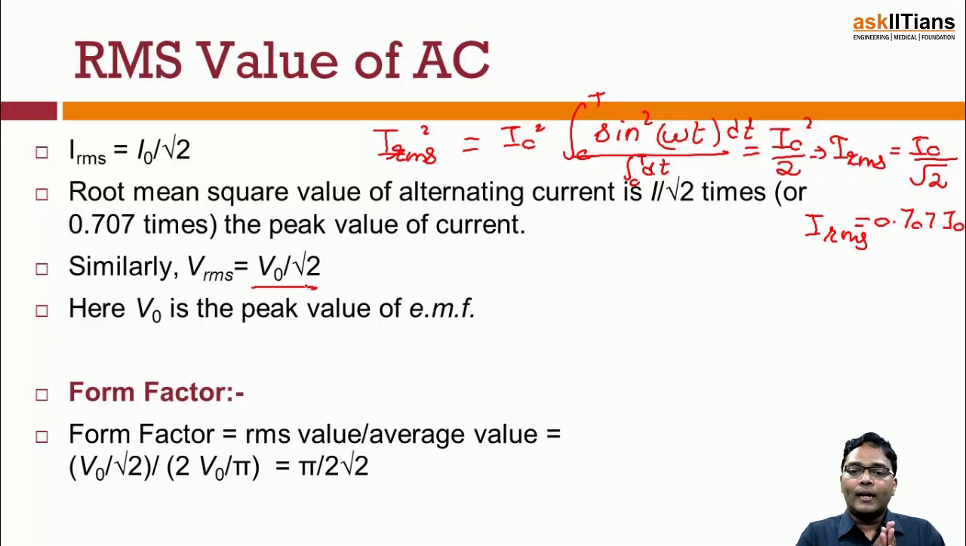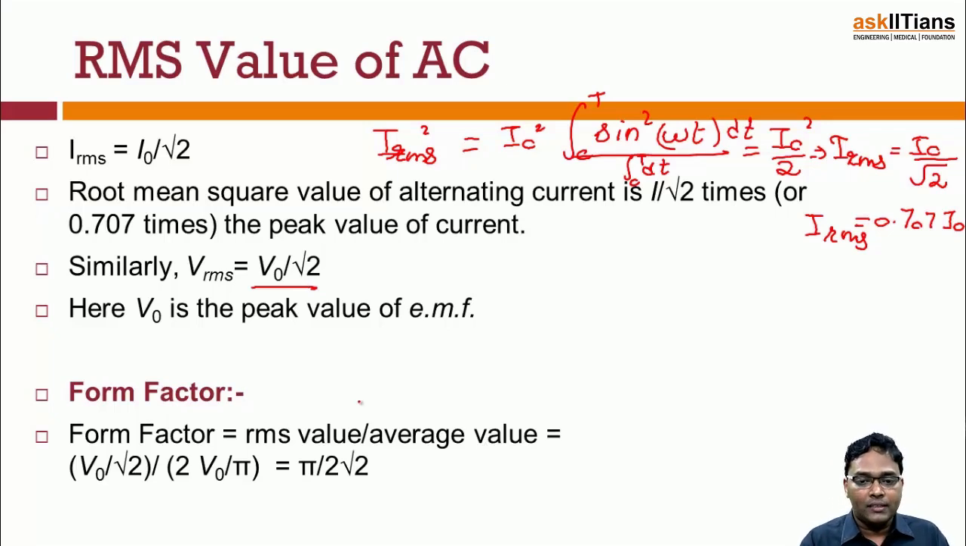Okay, now we come to the case wherein we define something known as a form factor. Form factor means there is an average value of current that we define. Similarly, we define the RMS value. RMS is a more appropriate value. So how much is the average value different as compared to the RMS value? That particular ratio is what is defined as the form factor.